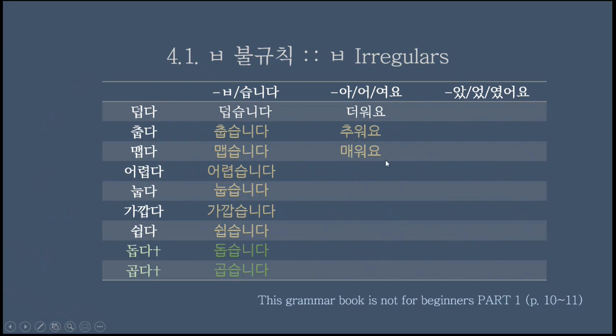It's your turn. 어렵다 goes. Very good. 어려워요. 눕다, 누워요. 가깝다, 가까워요. 쉽다, 쉬워요. Very good so far. This time, we have to be careful for the second syllable.